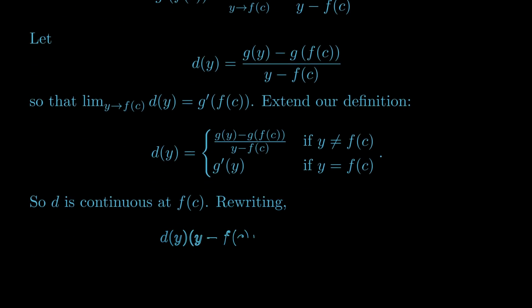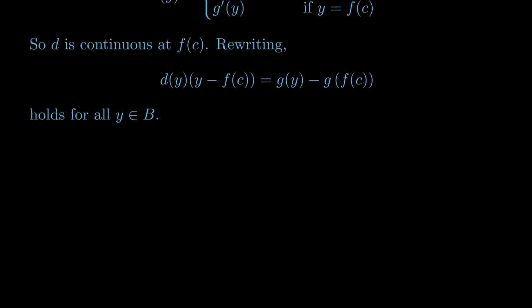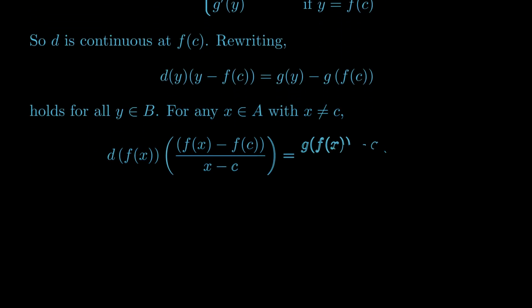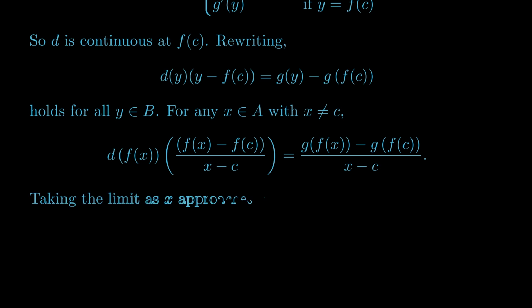Let's rewrite the equation d of y equals this difference quotient without a fraction, multiplying both sides by y minus f of c. And now because d of y has that piecewise definition, this holds for all y in b, even y equal to f of c. So for any x in a not equal to c, we can substitute y equals f of x and divide by x minus c. Now taking the limit as x approaches c and applying the algebraic limit theorem proves the chain rule.